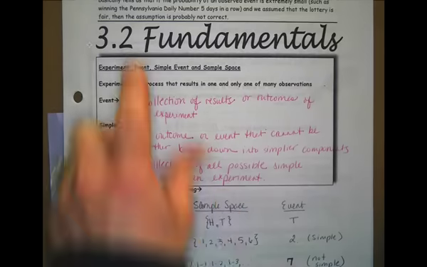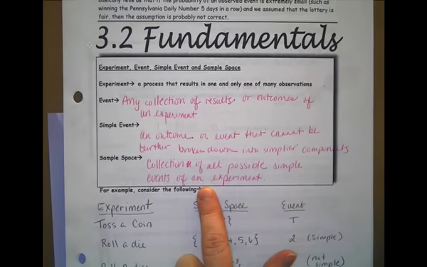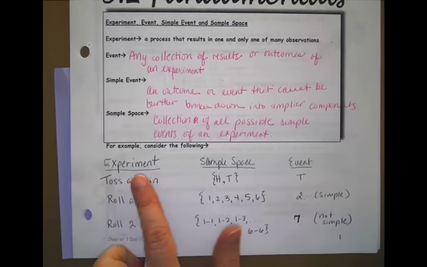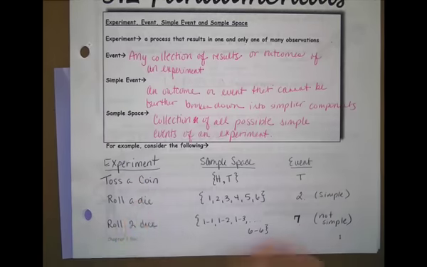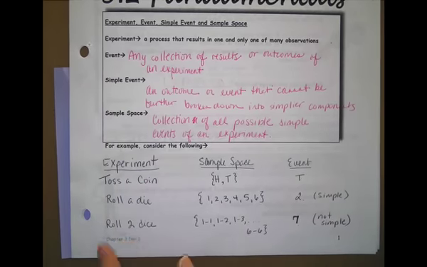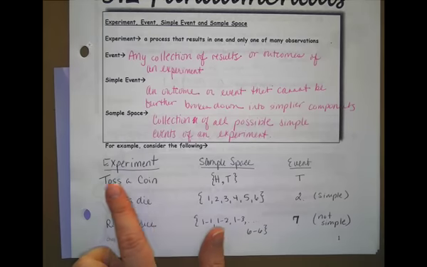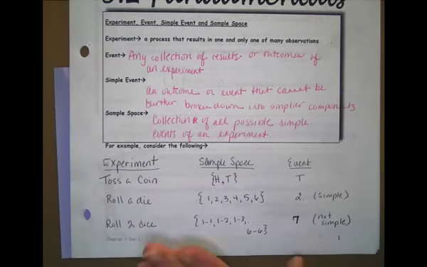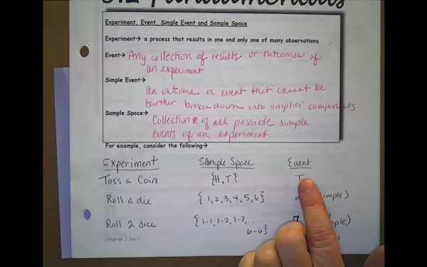You should have got your definitions for experiment, event, simple event, and sample space. And then for some examples, you may have gotten this from the book already, but here's some more examples. So an experiment would be tossing a coin. Your sample space would be heads or tails. Those are my outcomes. And an event would be tails. Another event would obviously be heads.